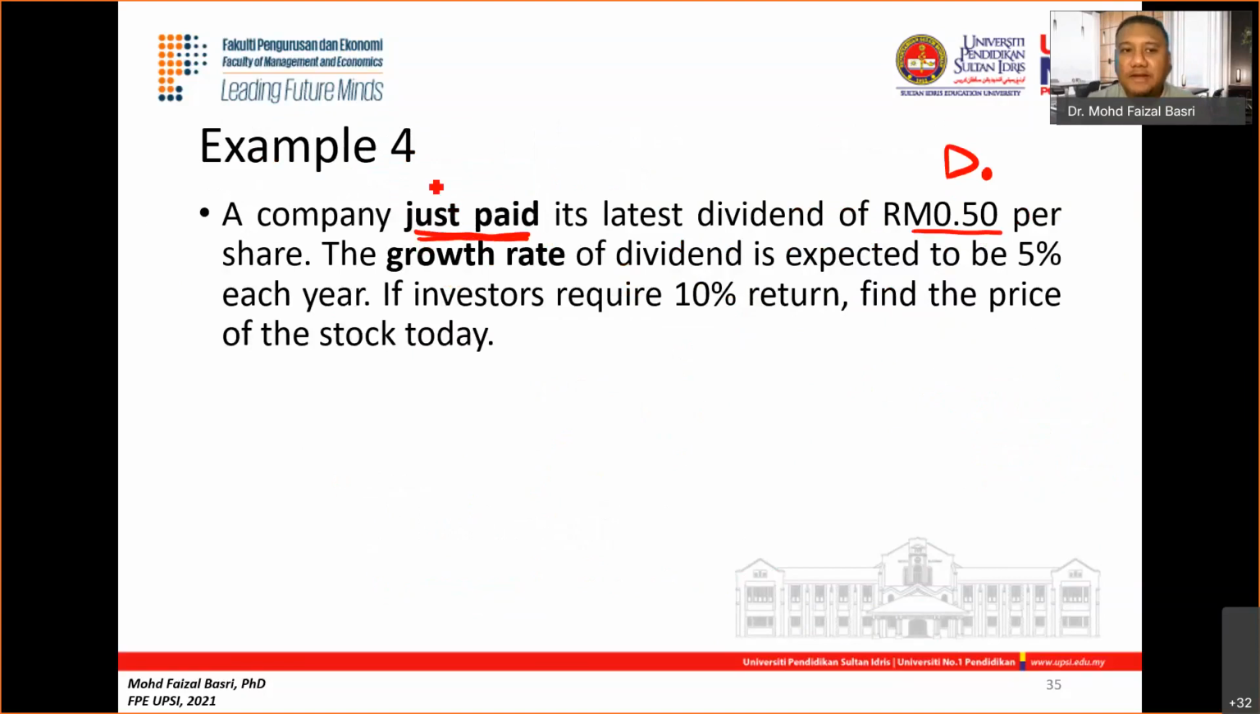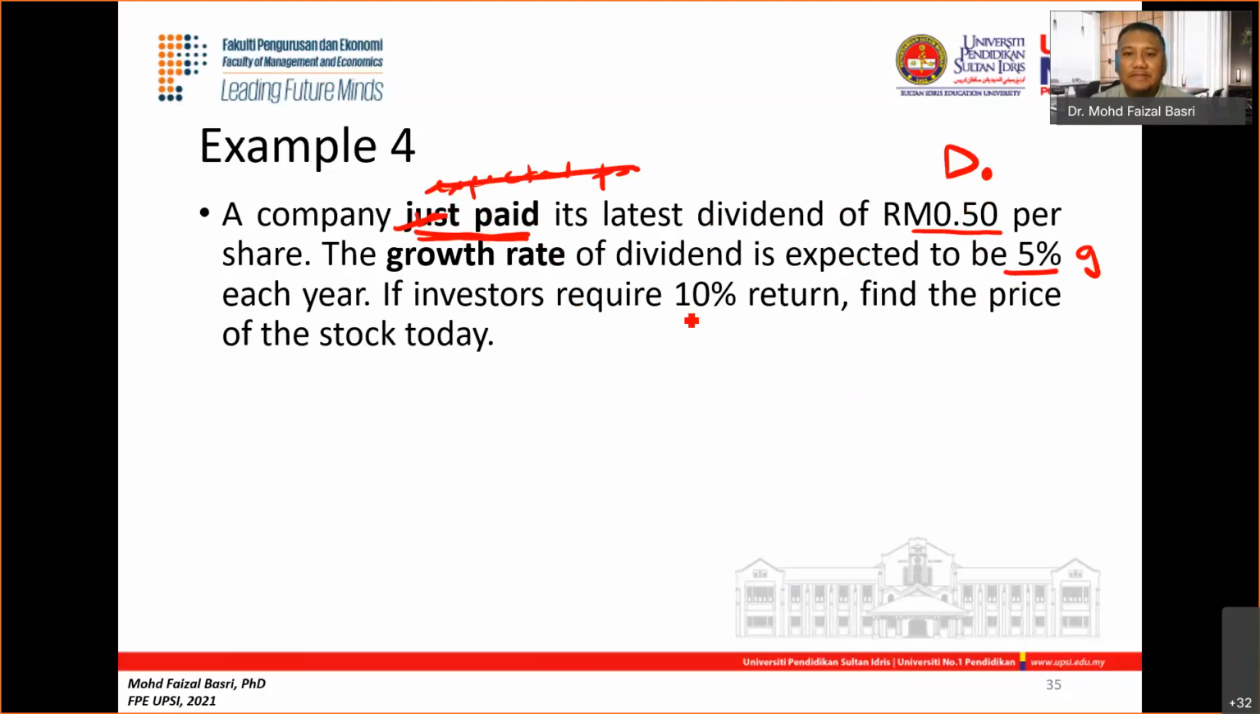But if you change it, the company is expected to pay, for example, then this expected to pay, this 50 cents will be D1. So again, read the question carefully and look for the keywords. In this case, it's not expected, it is just paid. So we assume this 50 cents is D0. And the growth rate is 5%.